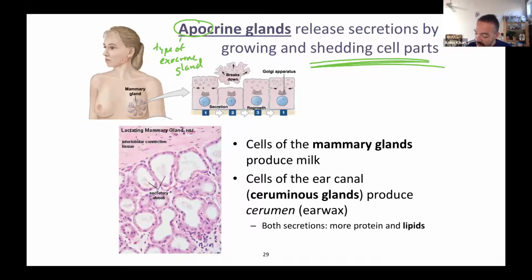Take a look at this process that I've just squared right there, rectangled. The cell, you can see the main part of the cell. There's a top part right here, and that top part breaks down. It breaks off and is released into the lumen of wherever you're releasing it to. Then you keep growing the cell in size and you repeat it again. You're using a lot of Golgi apparatus here because you need lots of membrane production to keep doing this.